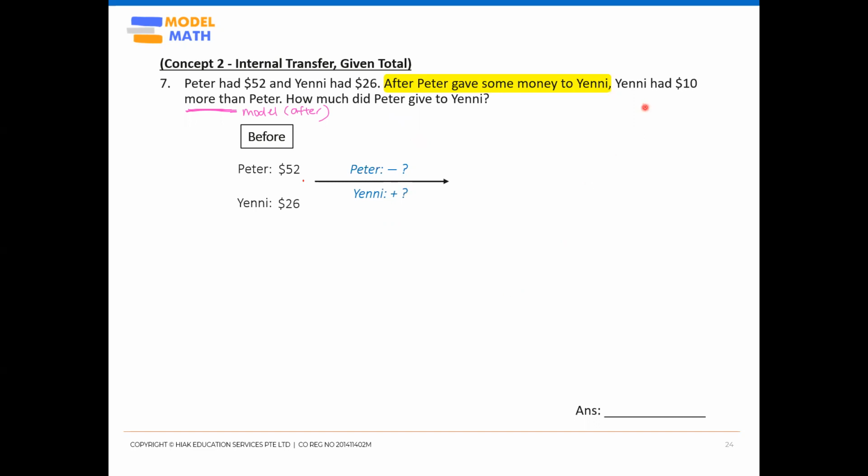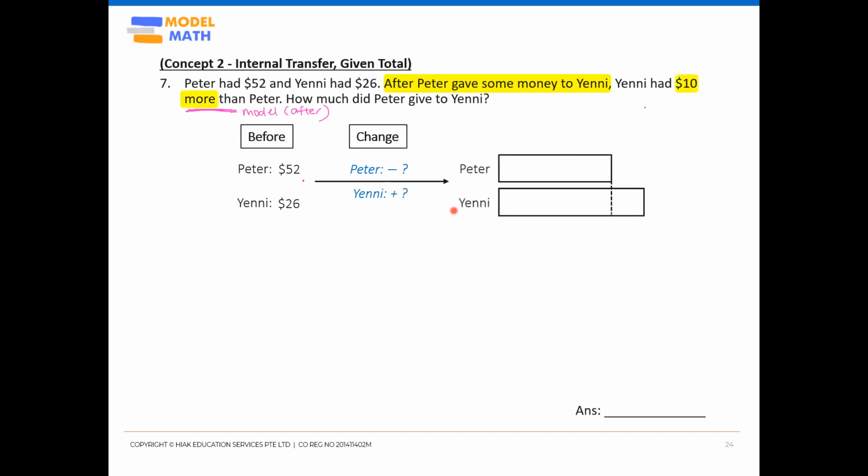Now, at the end, Yenni had $10 more than Peter. So at the end, $10 more. This is a comparison statement. I will just draw a simple model to show the $10 more. So Yenni, $10 more than Peter. It's just a very simple comparison model here. This is the after portion.